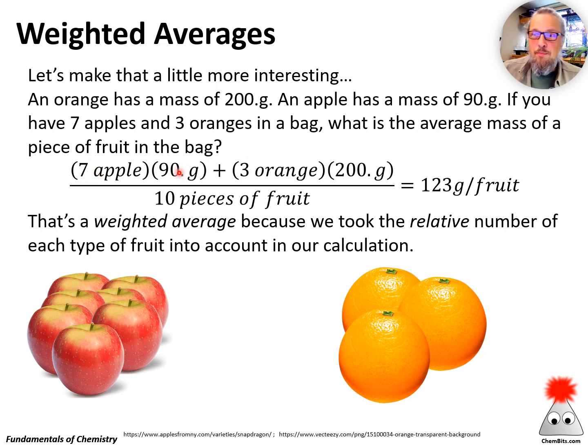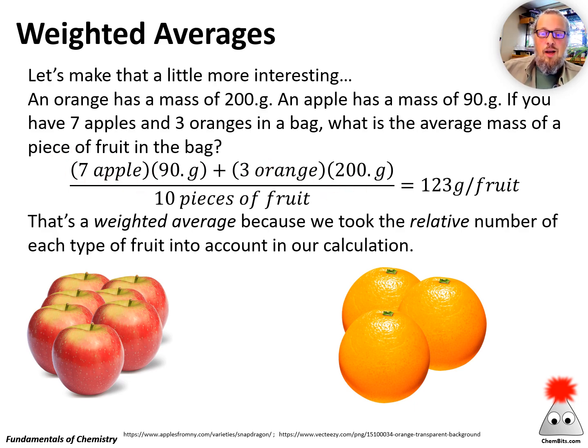Well, 7 apples times 90 grams plus 3 oranges times 200 grams divided by a total of 10 pieces of fruit gives me an average mass of 123 grams per fruit. Now, just as a quick little note, notice that this is less than the 1-to-1 mix, but what do we have? We've got 7 apples and 3 oranges. We've got more of the lighter item, so we would expect this to be closer to the mass of the lighter item than when we have an equal mixture 1-to-1 of those. This is a weighted average. We took into account the fact that we don't have the same number of each type of piece.